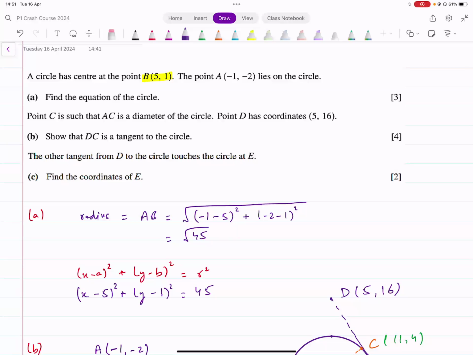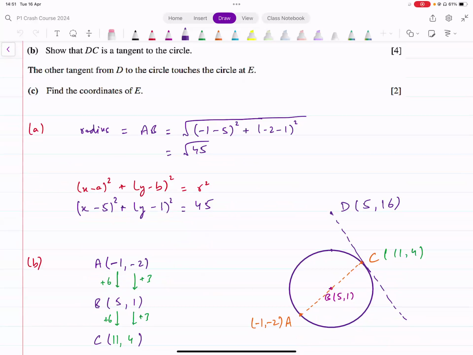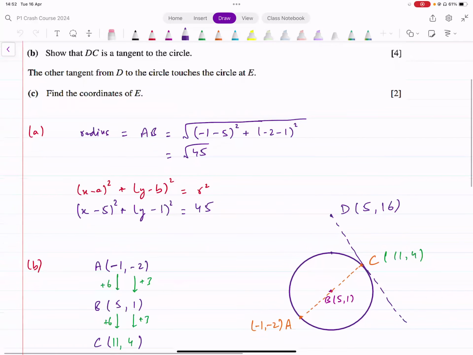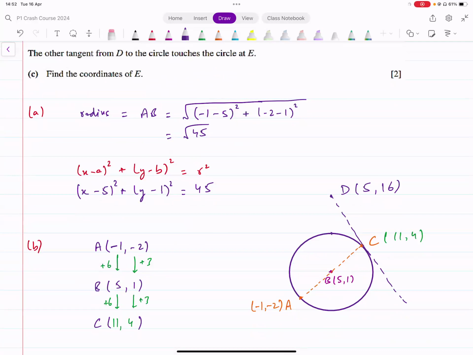Now it says the other tangent from D to the circle touches the circle at E. Okay. So now we have another tangent coming from that point D, and it touches the circle at E. Now, where is that other tangent going to come? It's going to come on the other side, right? So it will be somewhere around here. We could draw a line like this. This is another tangent. And this point here, where this tangent is being made, this is point E. We need to find the coordinates of the point E.